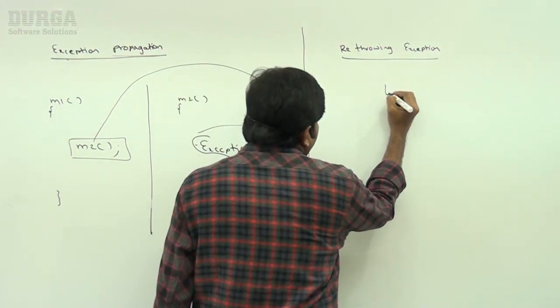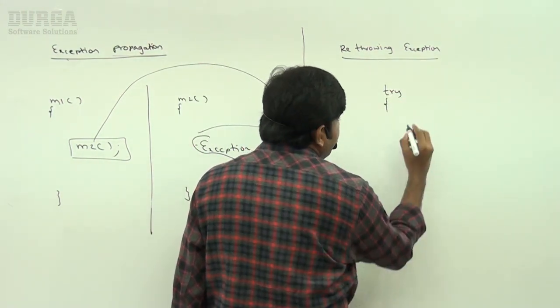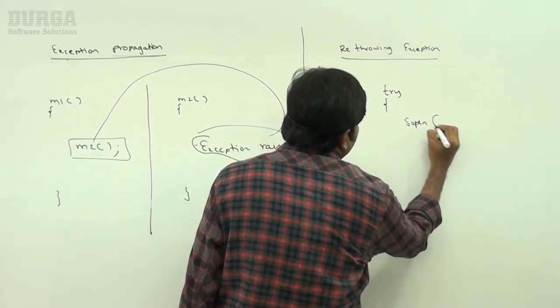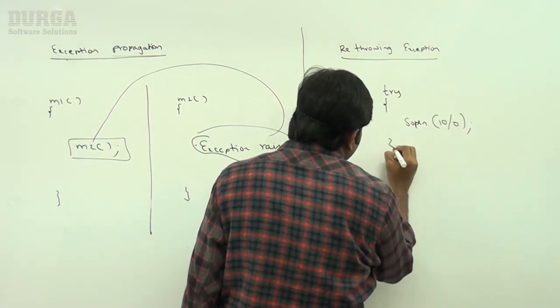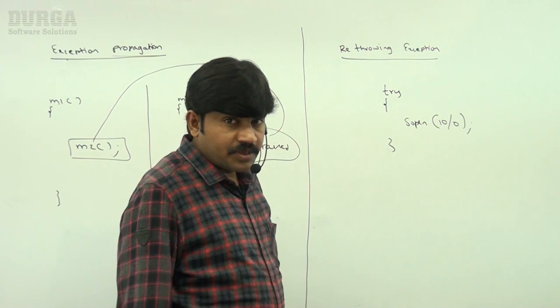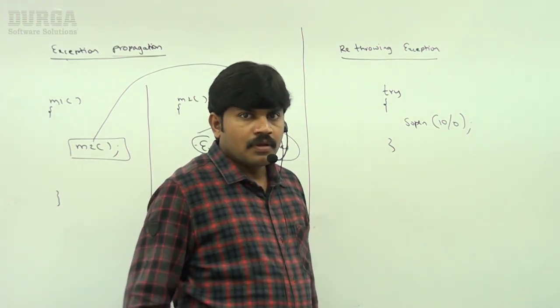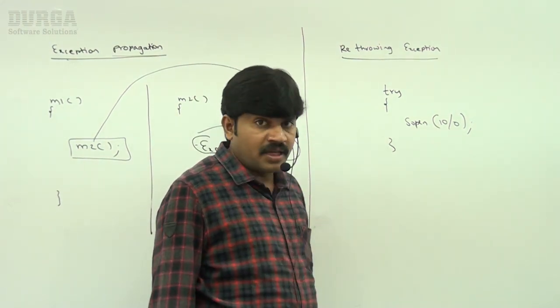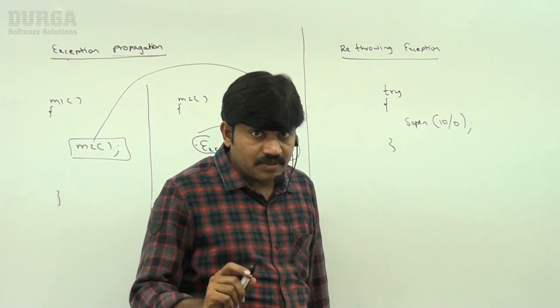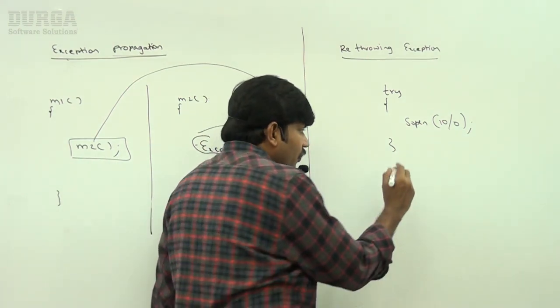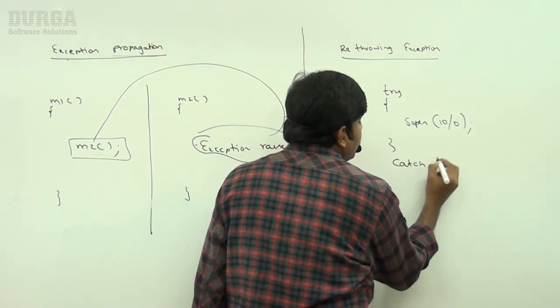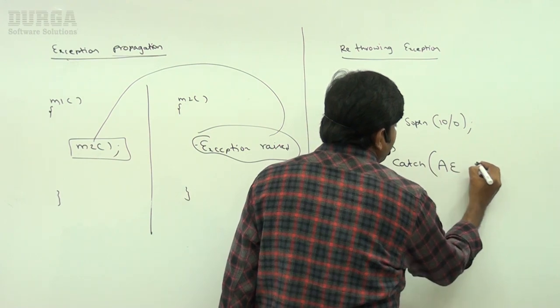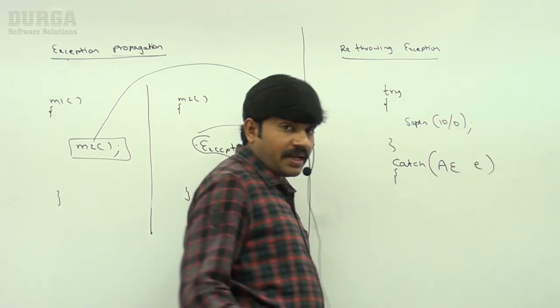Suppose I'm taking try, System.out.println(10/0). Can you please tell which exception will be raised? Respond. Which exception will be raised? SOP of 10/0, ArithmeticException will be raised. Now I'm writing a catch block: catch ArithmeticException e, handling code.